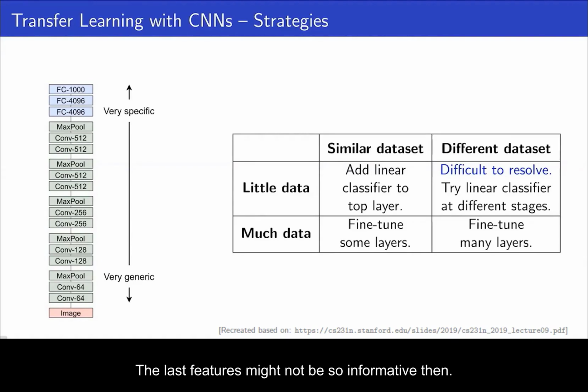The last features might not be so informative then. So you might want to reinitialize large parts of your network and experiment to basically see what really works here. So this is less of a problem when you have, again, large data, because then you can actually fine tune larger parts of your network.